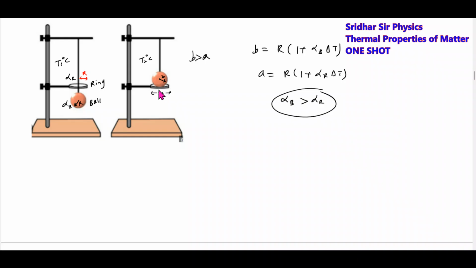If I increase the temperature, both the ring and ball will expand. Now the ball will fail to pass through the ring. The reason is that the radius of the ball will now be more than that of the ring at a higher temperature. If I decrease the temperature to one particular value, then again it will pass through it. Then we can write A by 1 plus alpha B delta T equals B by 1 plus alpha R delta T. The unknown things can be determined.